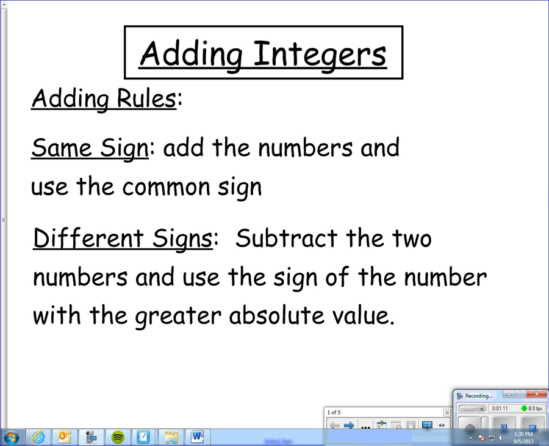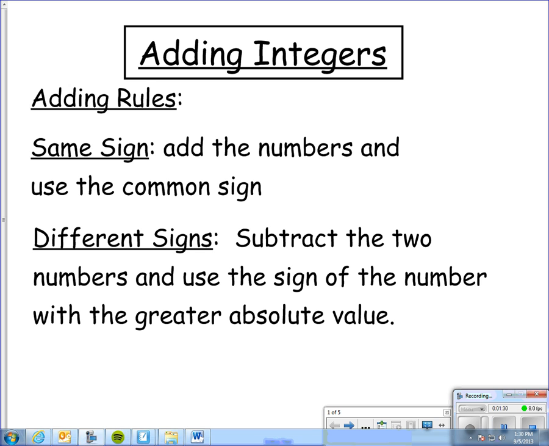If they have the same sign, that means they're both negative or they're both positive like you've done your whole life. Then you add the numbers together, so you kind of ignore the sign, you add the numbers, and then you put the common sign in front. So if they're both positive, they remain positive. If they're both negative, add them together, put a negative sign in front.